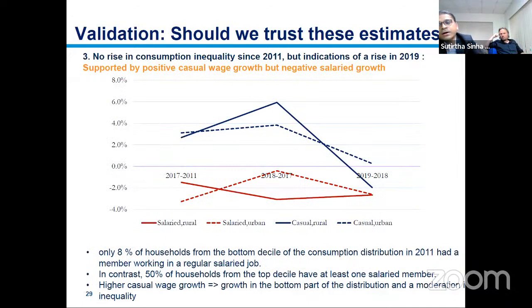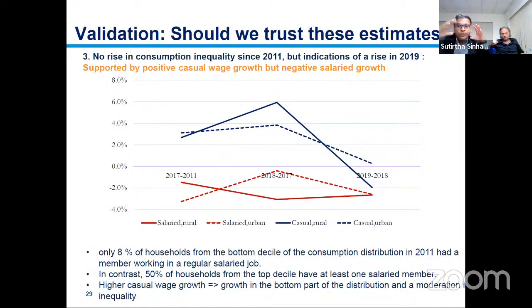If you look at the wage growth from PLFS for casual wage workers and salaried wage workers separately, the reason why this is informative is because you would expect poorer people to be more likely to be casual wage workers than salaried wage workers, which actually bears out in the 2011 data. If you look at households that are below the poverty line, 8% of those households had at least one member who used to work as a regular salaried employee. Whereas if you look at the top decile, almost 50% of households had at least one regular wage employee.